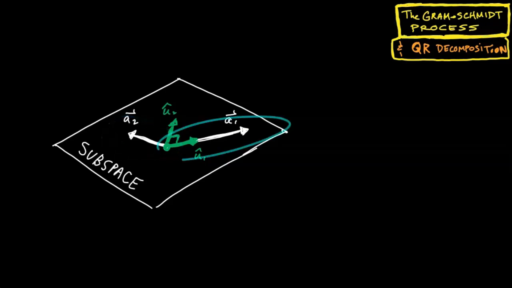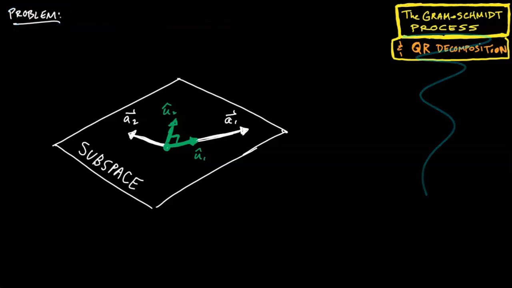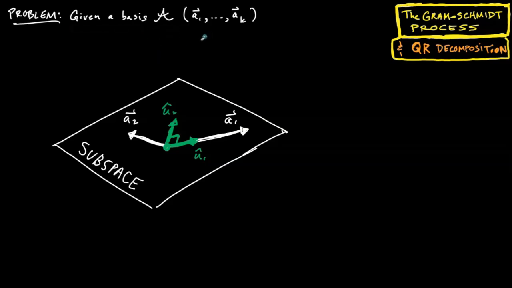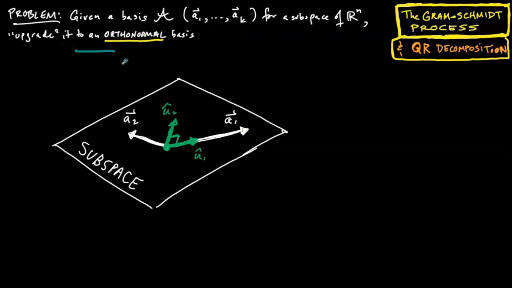To upgrade an arbitrary basis into an orthonormal one is computationally a slog, but conceptually very easy. Let's begin by formally stating the problem to which the Gram-Schmidt process will be our solution. So the problem is, given a basis A consisting of the vectors a1, a2, all the way down to ak for a subspace of Rn, upgrade it to an orthonormal basis that I will call U, and whose vectors I will denote by u1, u2 up to uk. I've put little hats on these to remind us that these are supposed to be unit vectors, and of course they are also supposed to be orthogonal to one another.